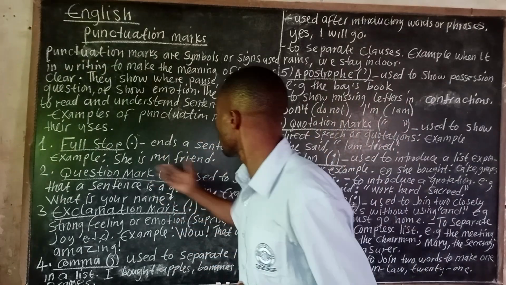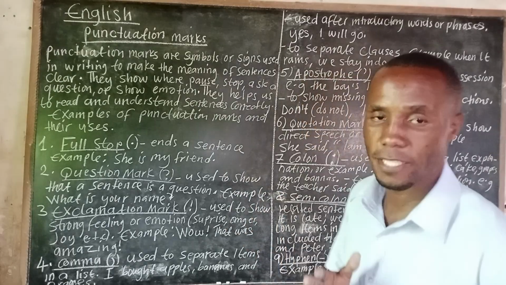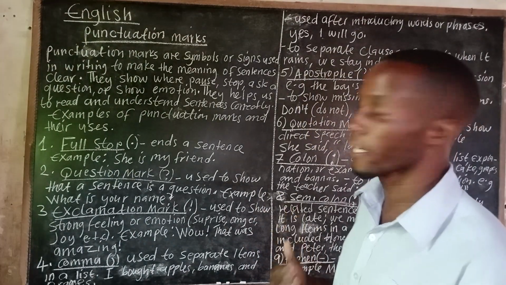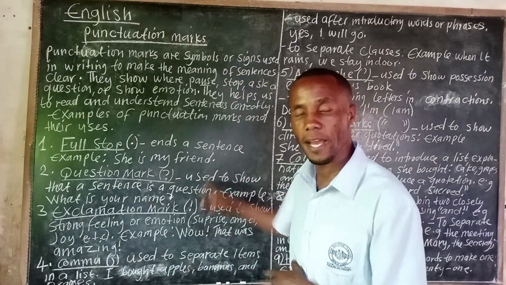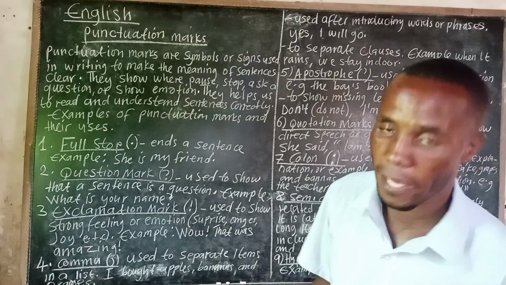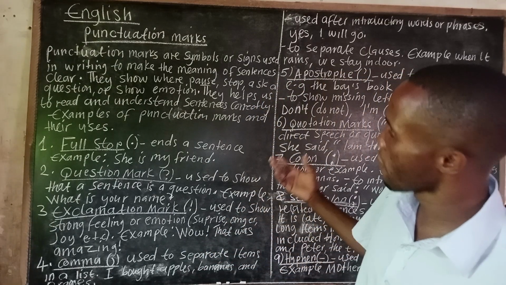For example, she is my friend. So, she is my friend, full stop. You have ended the sentence. "She is my friend" is a sentence, then you've ended it by putting a what? A full stop. If there's no full stop there, we are not going to have the meaning. We don't know if it has ended or what. That's why it's very important.